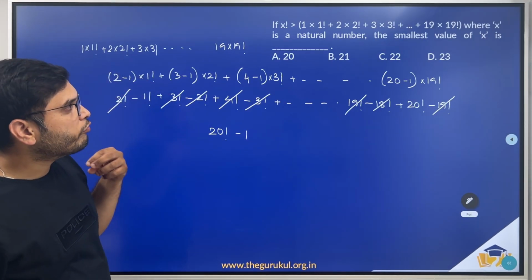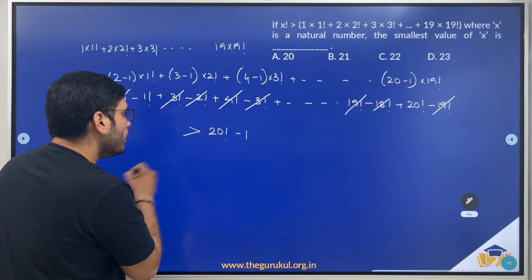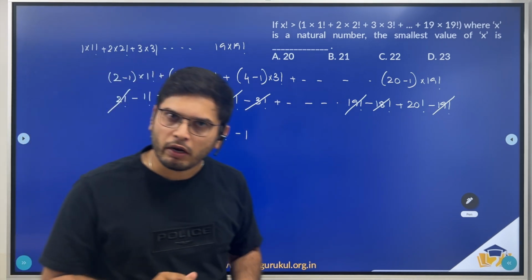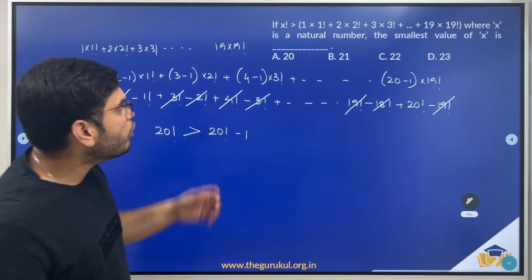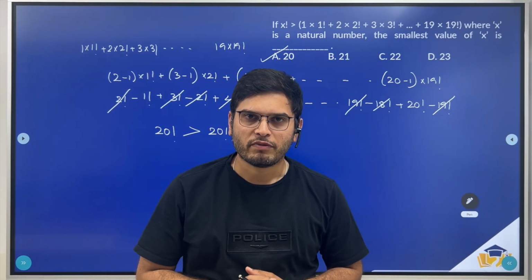And we are asked to find the least value, the smallest value of x, which is larger than this. So 20 factorial is greater than 20 factorial minus 1. So the value of x should be 20. Hence option A should be the answer to this question.